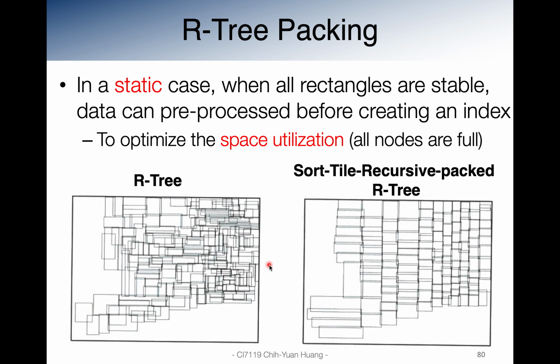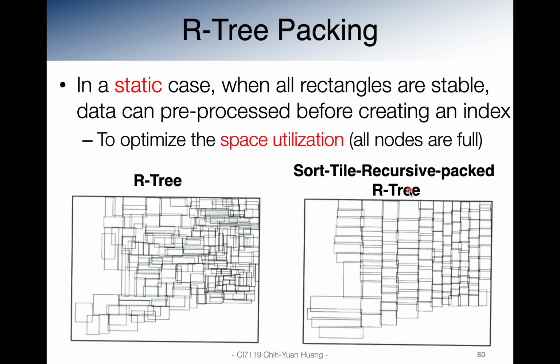For R-tree packing, because the hydrography network data is already static and we know all the data, we can try to maximize the space utilization. So instead of inserting the data one by one, we can first do some preprocessing. For example, in this case, this is the result from the sort-tile-recursive packed R-tree, or STR packed R-tree.